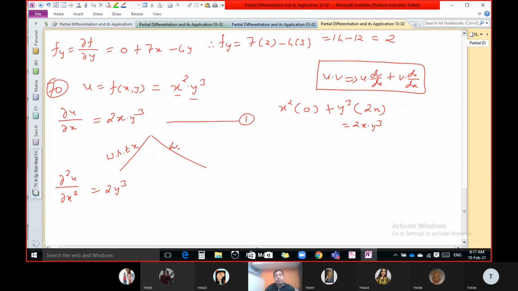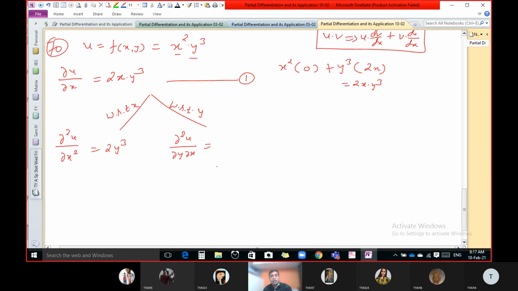Now differentiate with respect to y: delta square u upon delta y delta x. Differentiate with respect to y. Tell me the answer. 2x as it is, into 3y squared. Correct. So my final answer is 6xy square. Let us say this is equation 2, this one is equation 3.